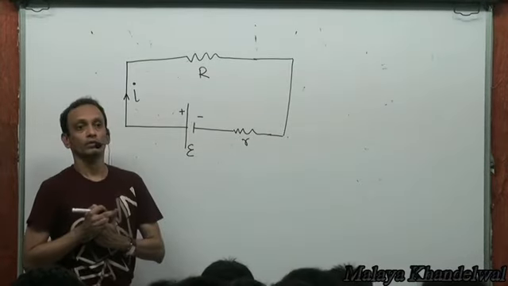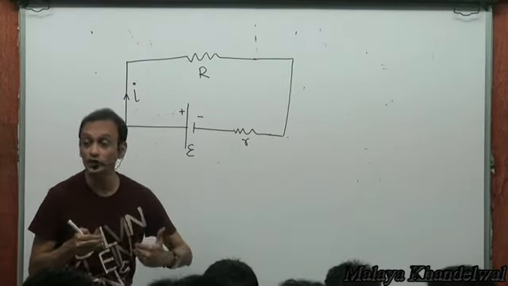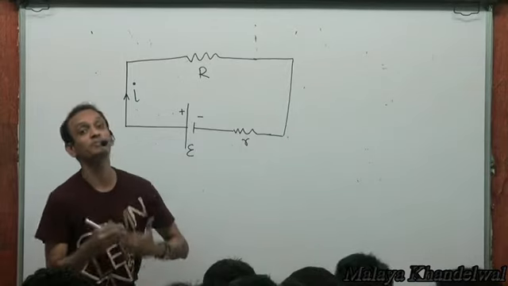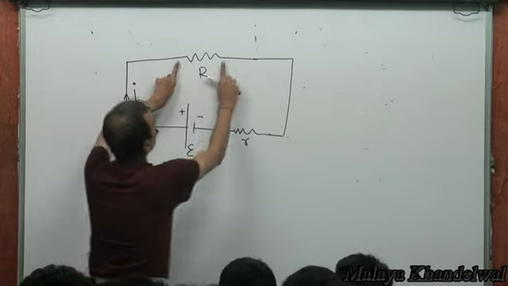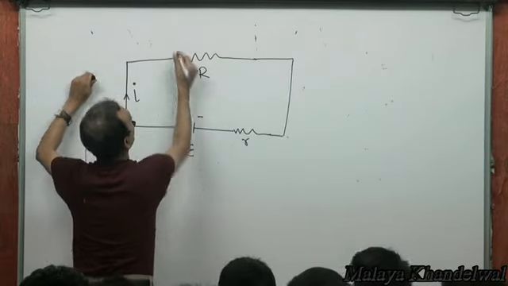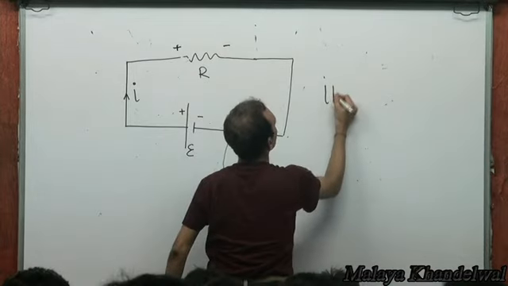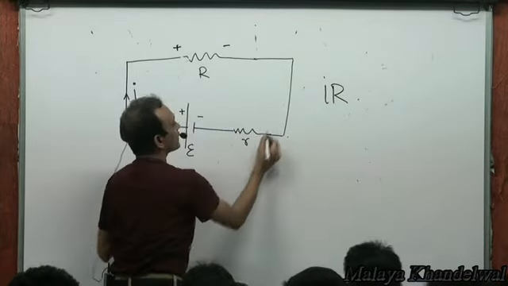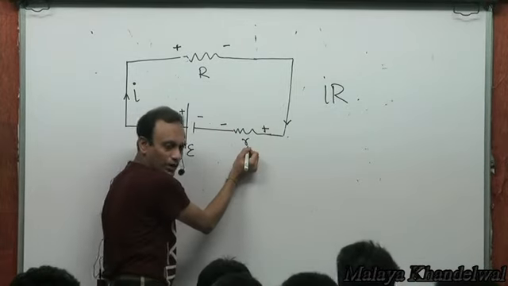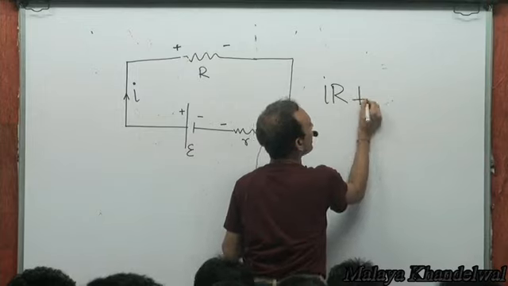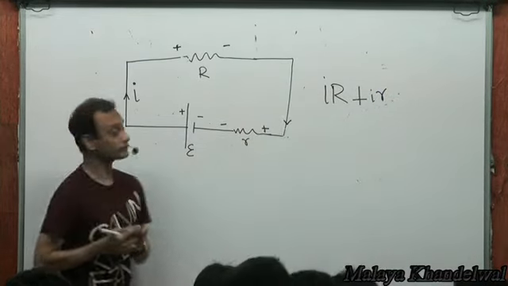Then across a resistance R, if a current flows, then in the direction of the current, potential drops by an amount IR. So the potential here drops by an amount IR across capital R, and then current comes here. Then there is again a drop of potential across the small r. So the drop across the small r is I times small r, right?